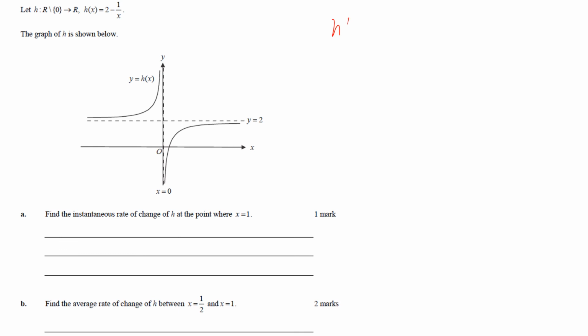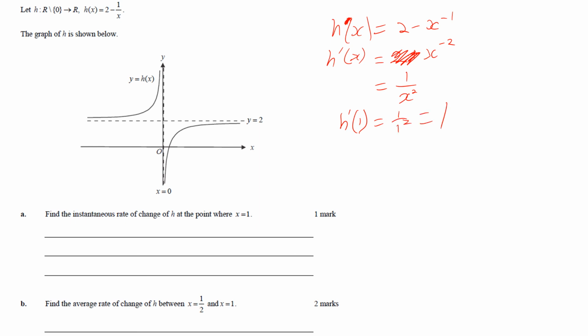So first we need to find the derivative, but we'll just write this as h of x. Since I have x on the bottom, I need to move x to the top first. So this will be the same as 2 minus x to the power of minus 1. Now it's way easier for us to find the derivative, h dash of x, which is going to be the same as 2 plus x to the minus 2. Sorry, no 2 there. It's just x to the power of minus 2. And then we'll have 1 on x squared. So h dash of 1 is going to be 1 over 1 squared, which is 1.